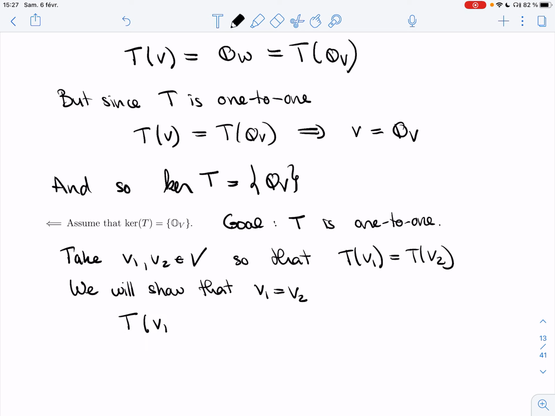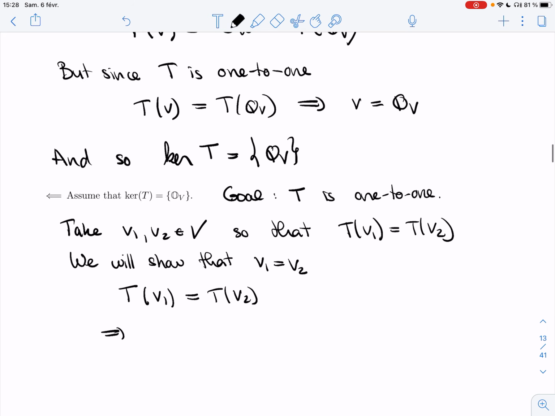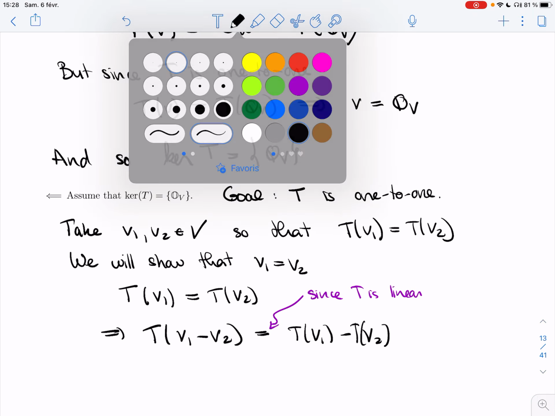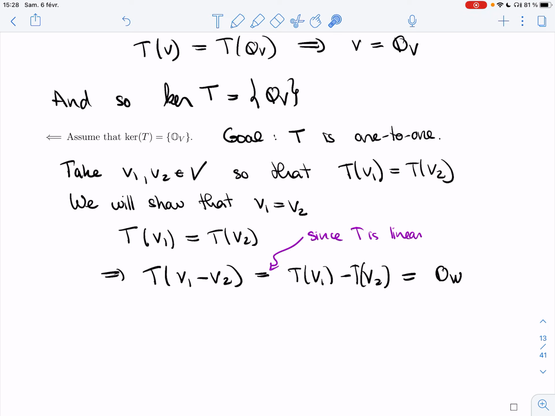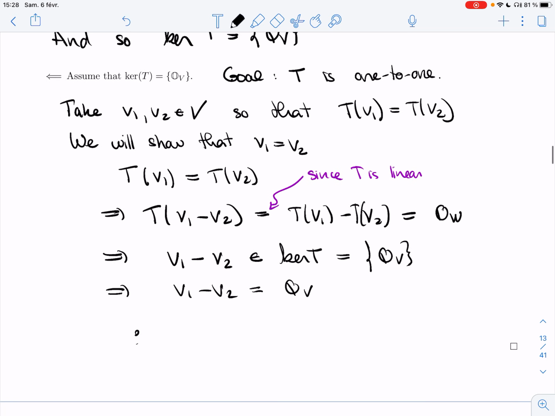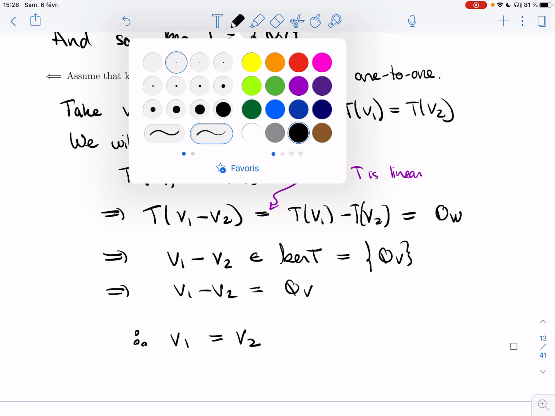T of V1 equals T of V2. That means that if I look at T of V1 minus V2, I'm going to get T of V1 minus T of V2 because T is linear. So this is where linearity helps us. And since these are equal, I get the zero vector in W. So V1 minus V2 is in the kernel because it's sent to 0. But the kernel is just {0_V}. That means V1 minus V2 is 0_V, and that means that V1 equals V2. You just add V2 to this side.